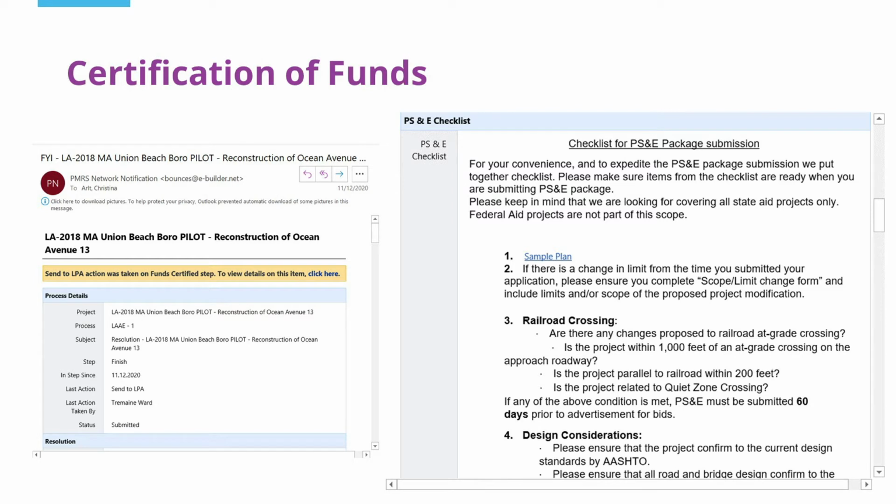When NJDOT completes the certification of funds step, you will receive a notification email similar to the one on the left. The bottom of this email includes the PS&E checklist, as you see here on the right. Be sure to review this checklist so that you have all of the items that you will need for submitting your documents. If you click the Click Here text in the yellow banner at the top of the email, it will take you directly to the PMRS login screen.